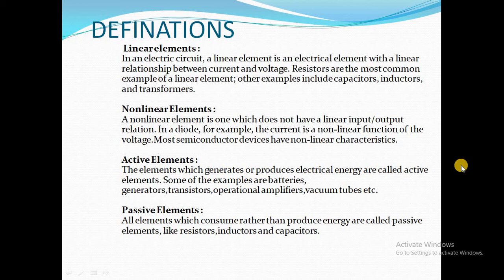Passive elements: all elements which consume rather than produce energy are called passive elements, like resistor, inductor and capacitor. What does a resistor do? A resistor takes the energy from the batteries and exhausts the energy to the other circuits. That is called a passive element. They don't generate any energy; they just take the energy from another source and consume it themselves, or transfer it to another element.